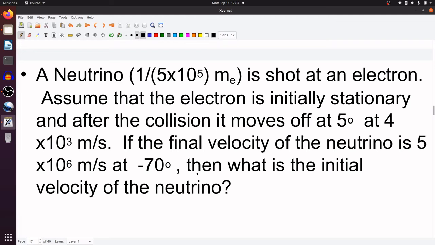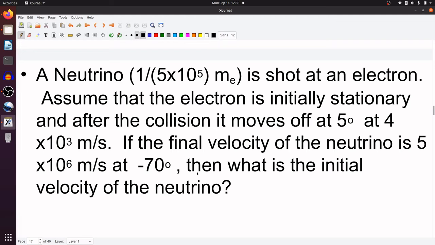And let's say it's shot at an electron. An electron is small, around 1/1000th-ish the mass of a proton. And, of course, a proton's really small, too. So, yeah, these are all very, very small things. Anyways, we shoot the neutrino at an electron. We assume the electron's initially stationary. And we also assume it's along the x-axis. I always forget to put that in there, but that's true.